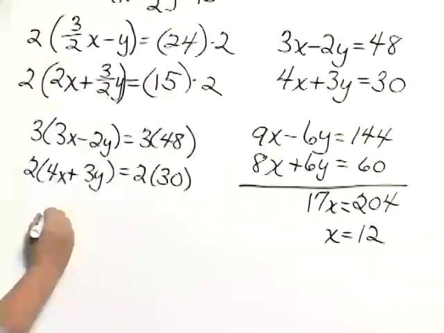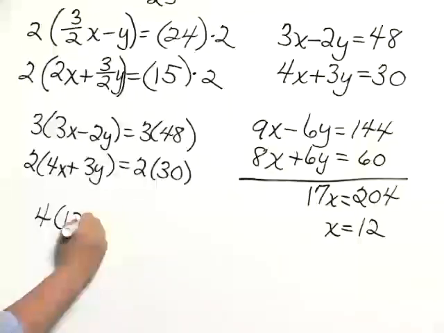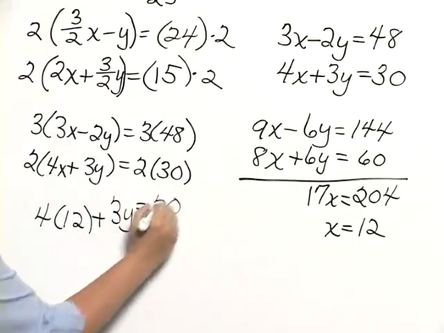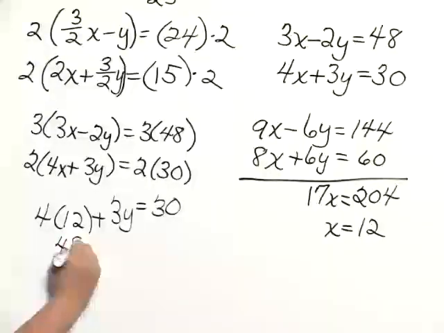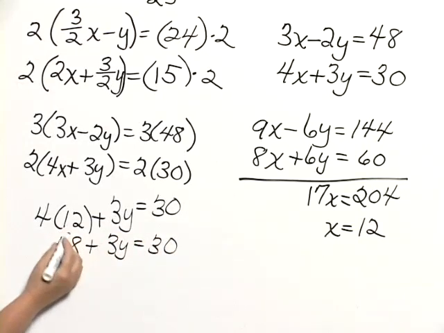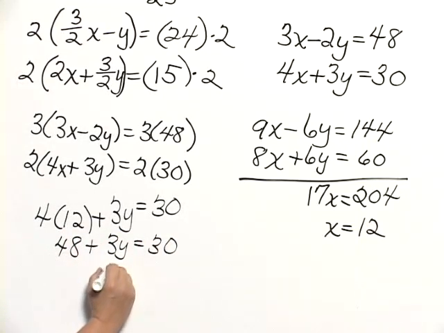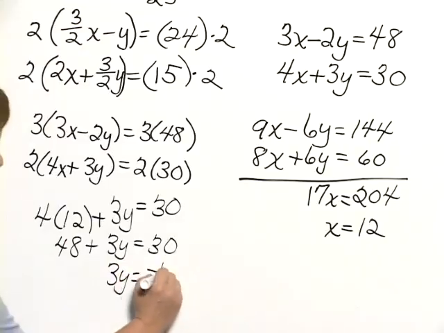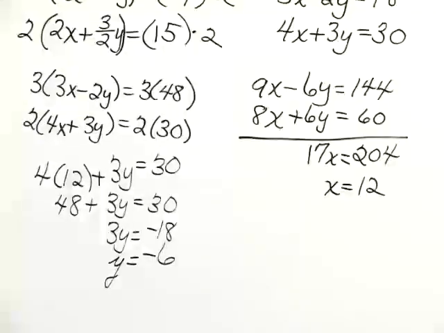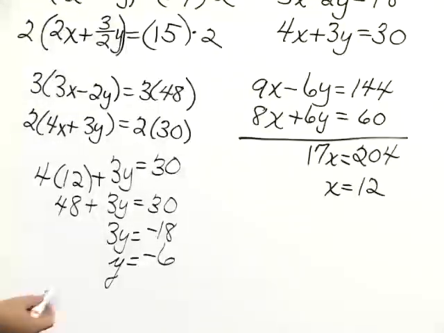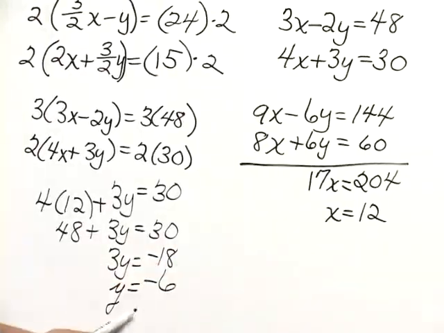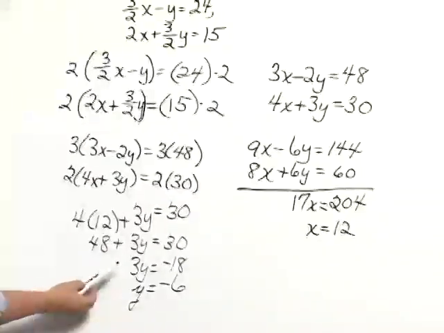So I have 4 times 12 plus 3y equals 30. 48 plus 3y equals 30. Subtracting 48 from both sides, I have 3y equals negative 18. y equals negative 6. Now I need to go all the way back up to my original equations to check this. I'm looking at x equals 12 and y equals negative 6.